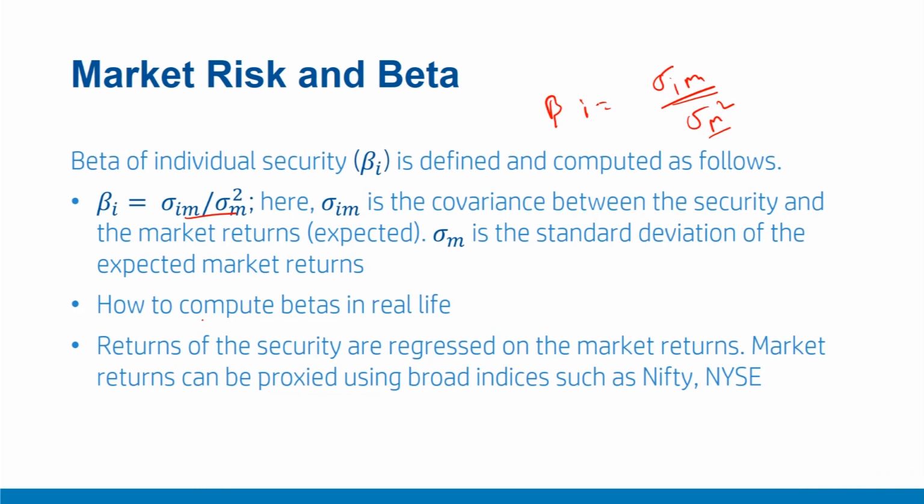Now, how to compute betas in real life from the given data? Security returns are regressed on market returns. For example, a security i would be regressed on market returns, where market can be proxied by indices such as Nifty or NYSE. And in this kind of regression model, the slope of the variable in market, that is Nifty or NYSE, is called beta.